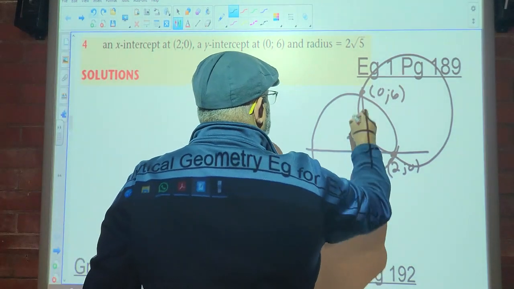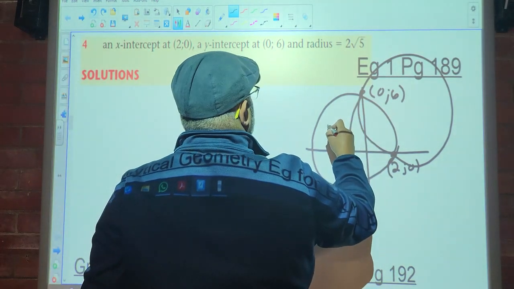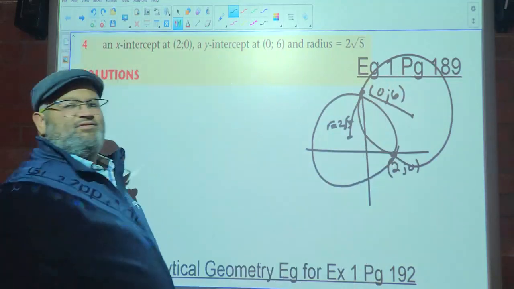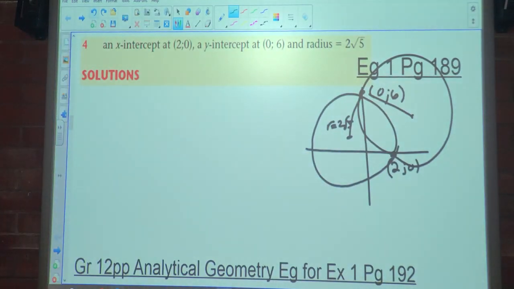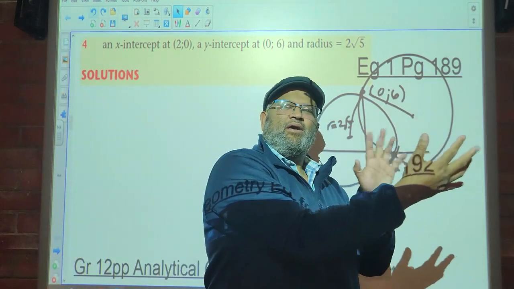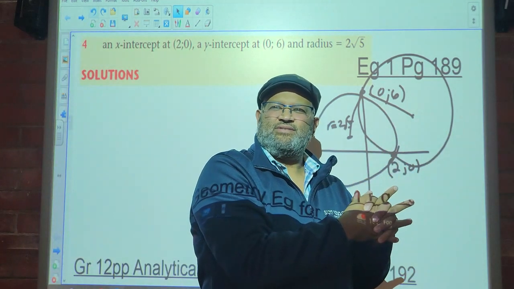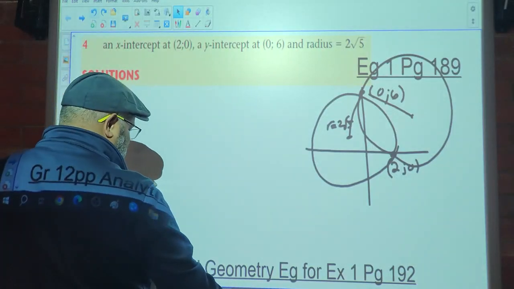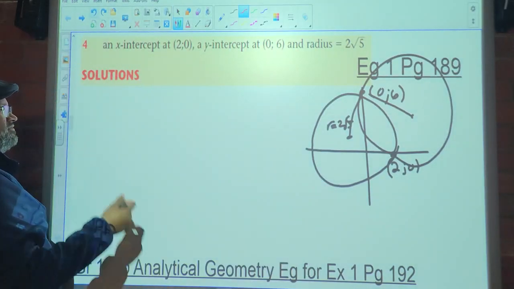And the radius of this circle is going to be 2 root 5. So what does that mean to say? There are two possibilities where that can be the case. It can be one of two circles. You all agree with that? Of course the circle is going to be about the same size. But of course I'm drawing it freehand, so you can't have it exactly the same size.